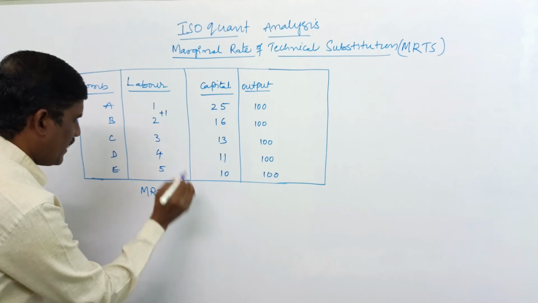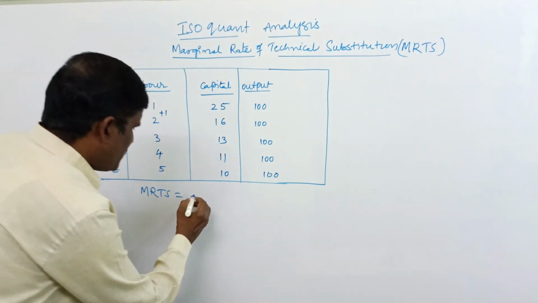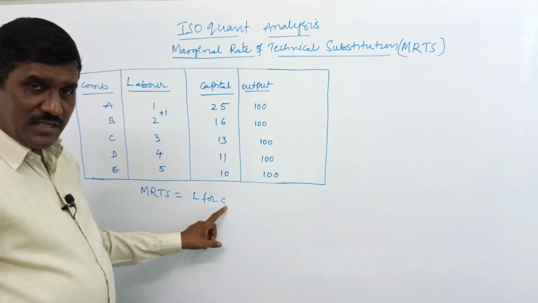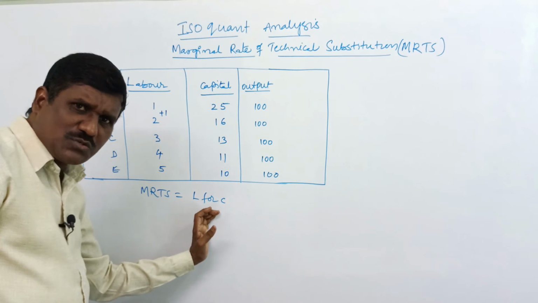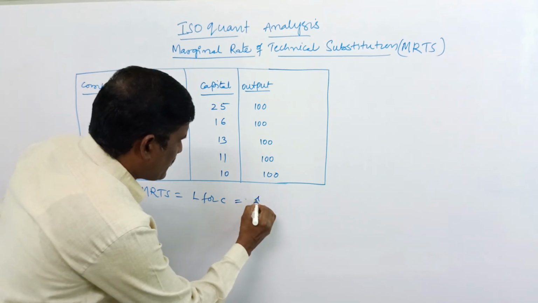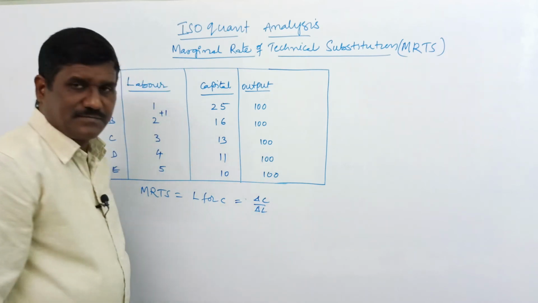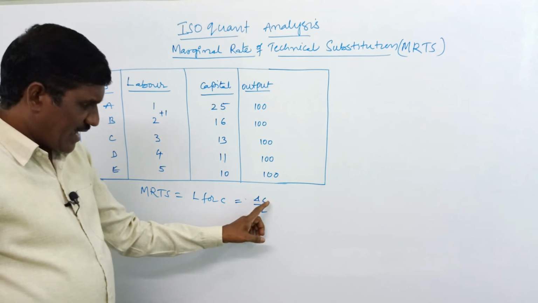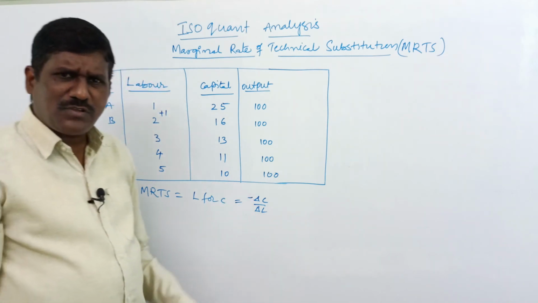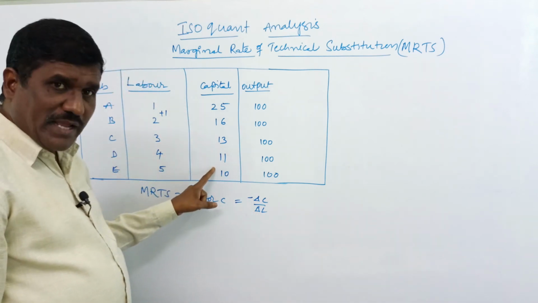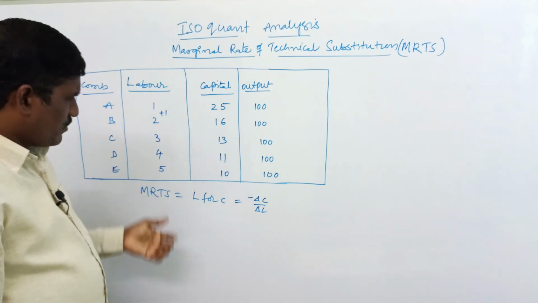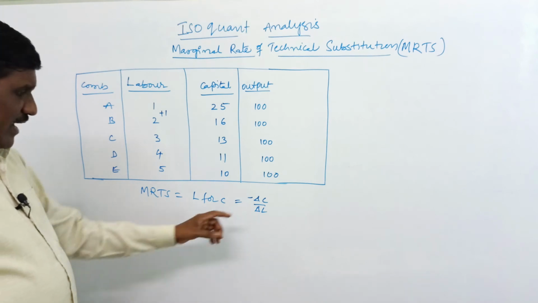The marginal rate of technical substitution of L for C. The marginal rate of substitution, L for C. The C is a substitute for L. Here MRTS is equal to delta C by delta L. Delta means change. Capital changes and labor also changes. But the capital changes with minus, and the labor changes with plus. Plus means increases. So delta C by delta L.